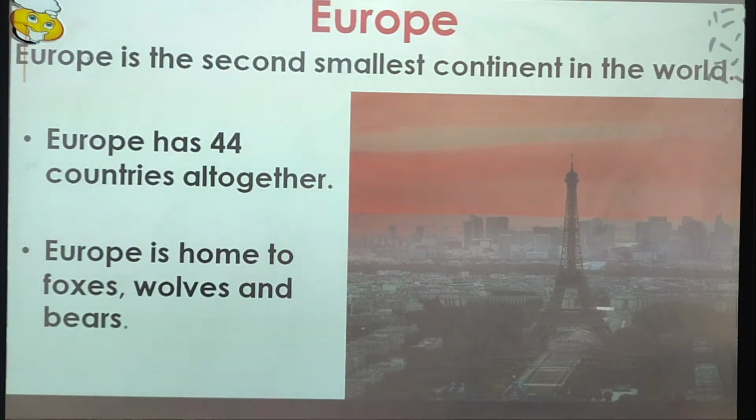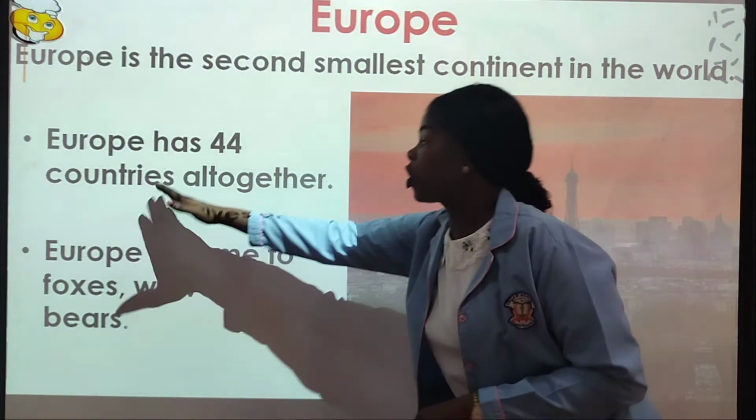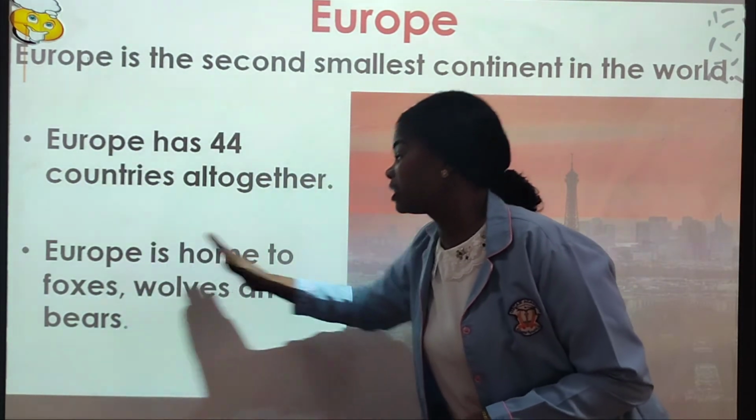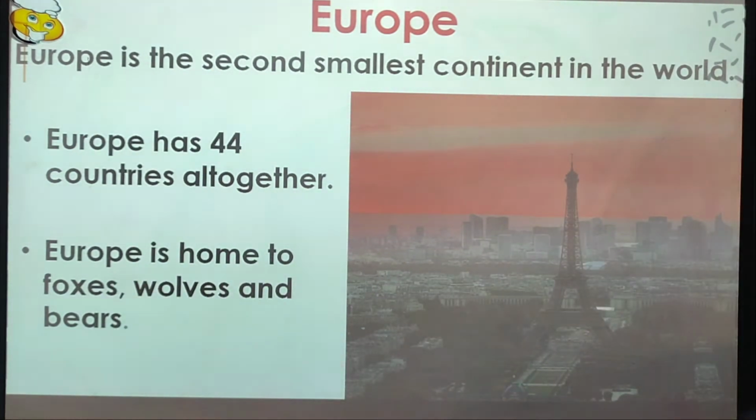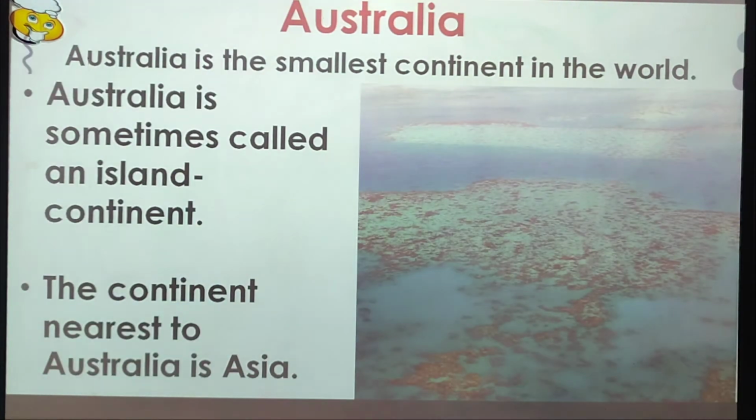Europe is the 2nd smallest continent in the world. Europe has 44 countries altogether. Europe is home to foxes, wolves, and bears. This is Europe. Australia. Australia is the smallest continent in the world.